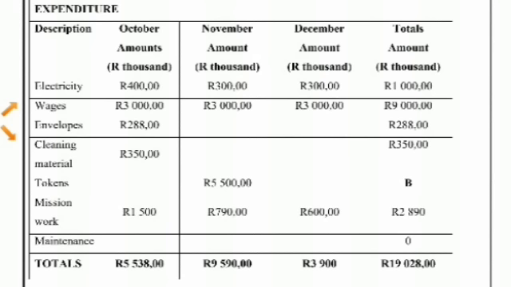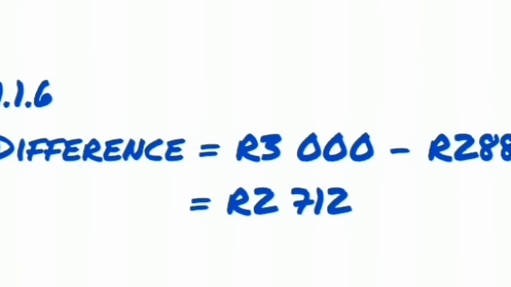Now we are in the October column. You will see that in the October column we have wages for 3,000 and then the minimum of 288 for envelopes. So there are two amounts. You are going to calculate their difference. What is a difference? In mathematics, difference just means subtraction. So anytime a question says give the difference of, it means subtract the two amounts. So you take 3,000 minus 288 and it gives you 2,712 as your final answer.